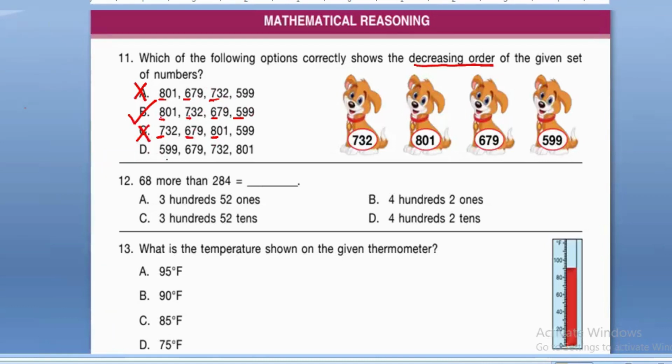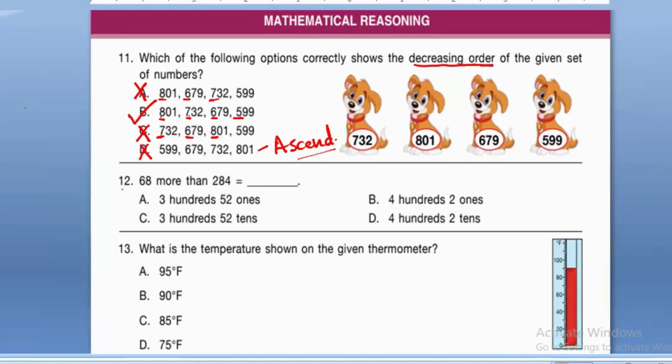Now let's talk about option D, which is like 599, 679, 732 and 801. Okay, these are correctly arranged, but they are arranged in ascending order. Correct? Now the question is asking about decreasing order. So that's why this option also cannot be a correct answer. So the only correct answer we have is option number B.